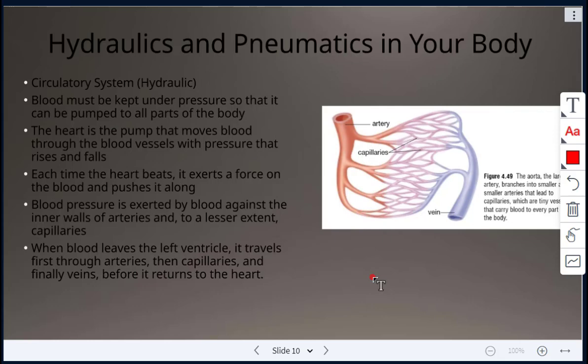So when blood leaves the left ventricle of our heart, it travels through the arteries, then the capillaries, and then the veins, and then it will return back to our heart. So this is just showing, for example, the aorta, which is a large artery. It'll branch into smaller arteries, and then we have the capillaries, and then capillaries to veins, and then back to the heart.